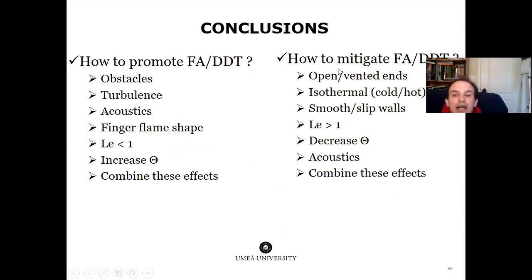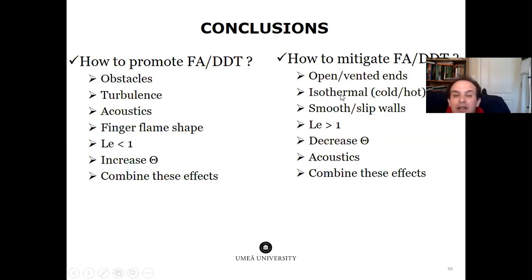Now, how to mitigate flame acceleration, again from wall conditions. The left-hand side I didn't write down, because if you have adiabatic walls, it will accelerate promptly. So how to mitigate? Use open or vented ends. If you open an end, you split the flow between upstream and downstream, you reduce the pressure buildup, and you slow down the effect. Put isothermal walls instead of adiabatic. Put heat losses to the walls. It definitely modifies the effect, but again, it depends where.